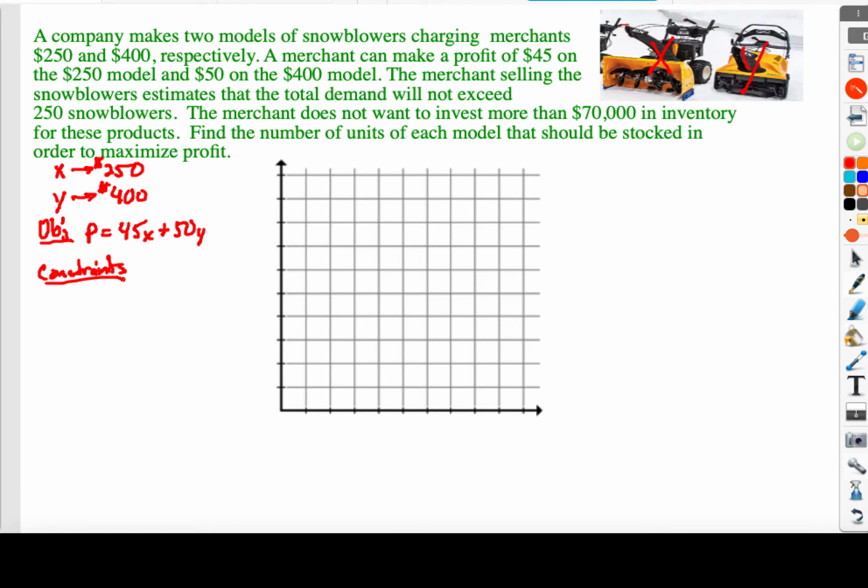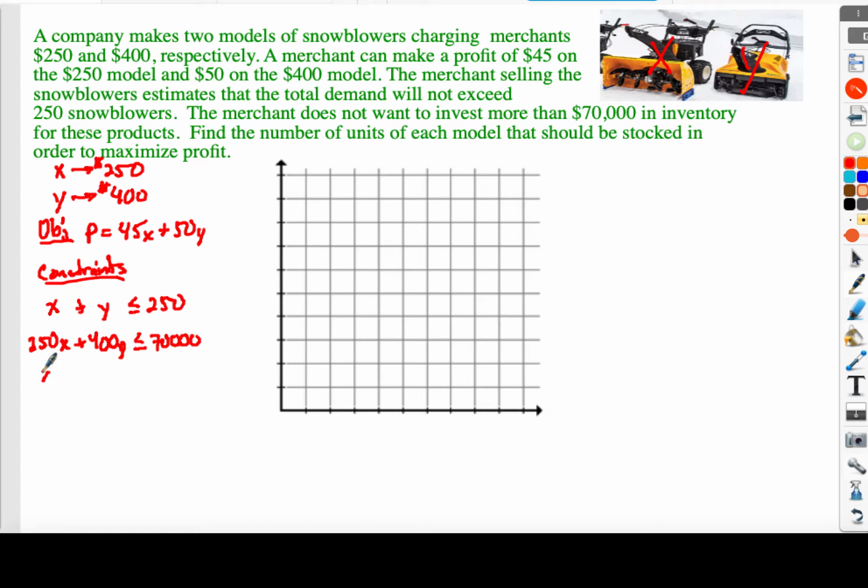Well, the constraints that we have is that we have x plus y, the total number of models that we want to have in stock. Well, we don't want to have more than, according to our problem here, 250 snowblowers. And we also know that in order to even get them in stock, it costs me $250 per X and $400 per Y just to stock them up, just to put them in my store. And again, I can't spend more than my budget just to get my inventory, to stock up $70,000 worth.